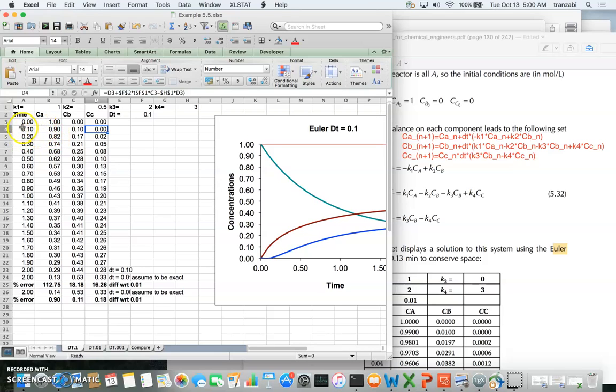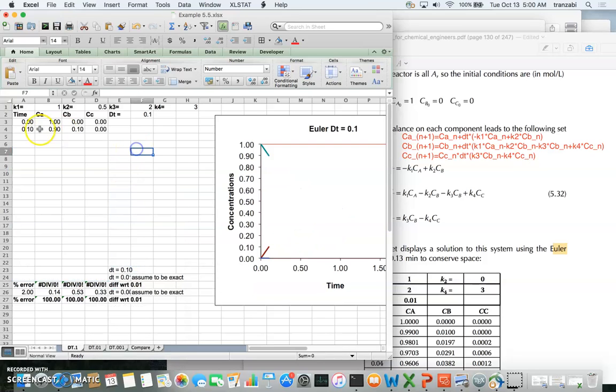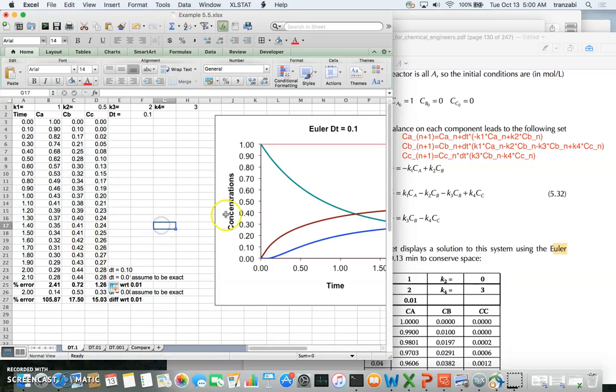I'm going to clear this up so you see that it really works. Okay, these are the initial conditions. These are what I implemented, and then I'm going to highlight these 3 and drag down all the way to here. Here you go. And we can plot.